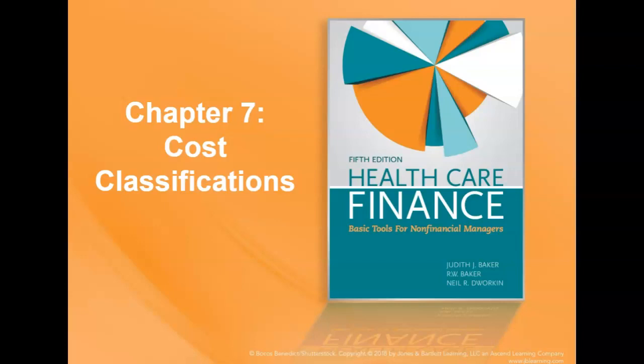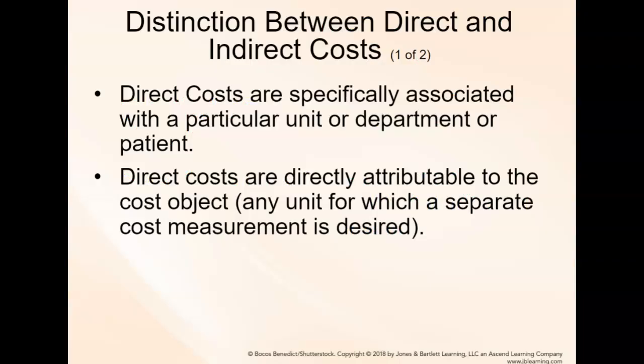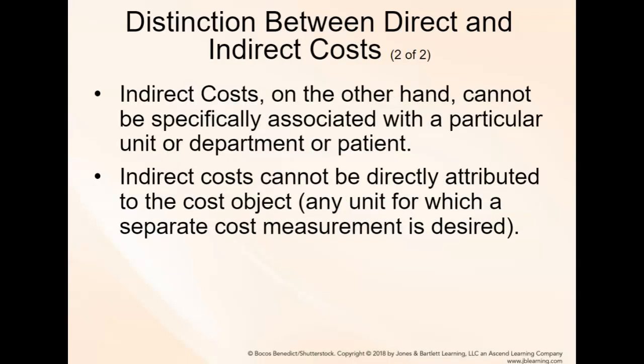Important thing is that direct costs can be traced. Indirect cost, on the other hand, cannot be specifically associated with a particular cost object. So let's keep up with the PowerPoint. Okay, that is exactly what I just read. Indirect costs, on the other hand, cannot be directly attributed to the cost product or any unit for which a separate cost measure is desired. The bottom of the page on 55, that's exactly what I had highlighted there.